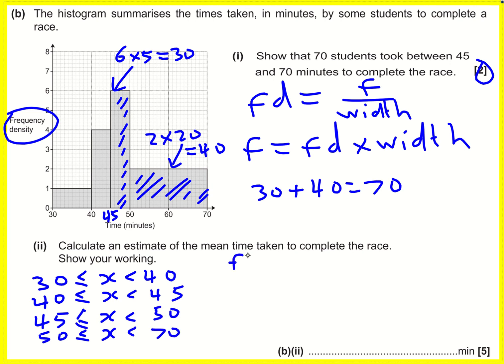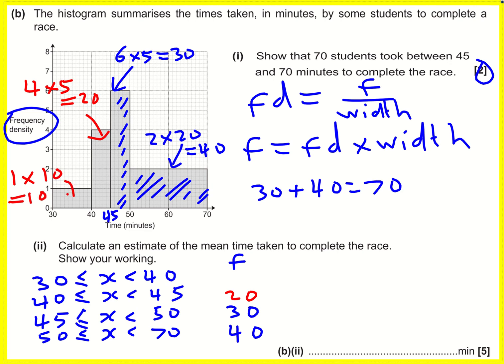And then we've got the frequency. Now we've worked out the frequency of the last one, it was 40. We've worked out the frequency of the second to last one, it was 30. So we're going to need the other two as well. We're going to need to do 4 times 5 here, which is 20. And then the first one is just 1 times 10, which gives us 10. And we've got 100 in total.